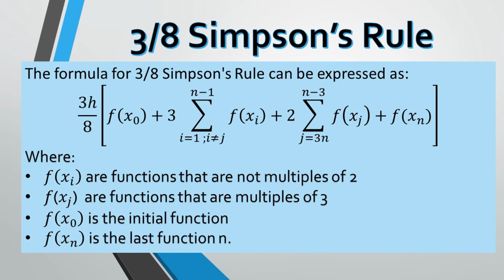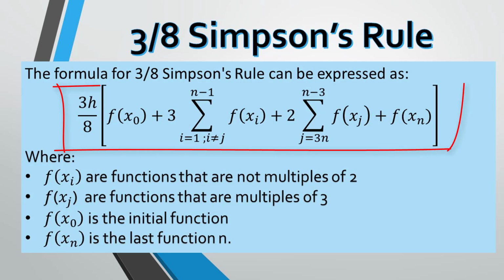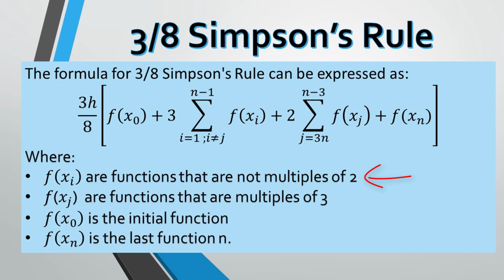The 3/8 Simpson's rule is a specific variation of the 1/3 Simpson's rule that is used when you have equally spaced data points and the number of intervals n is a multiple of 3. The formula for the 3/8 Simpson's rule can be expressed by this function, where f(x_i) are the functions that are not multiples of 3, f(x_j) are the functions that are multiples of 3, f(x_0) is the initial function, and f(x_n) is the last function.